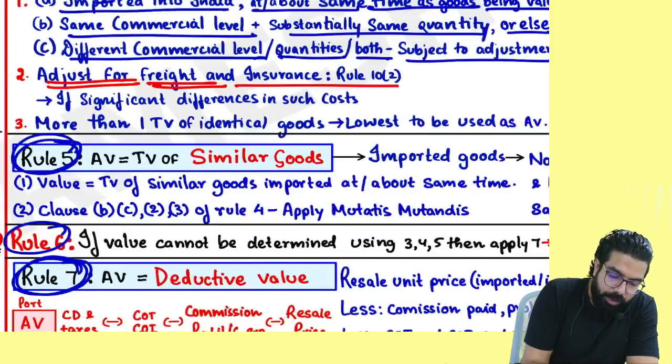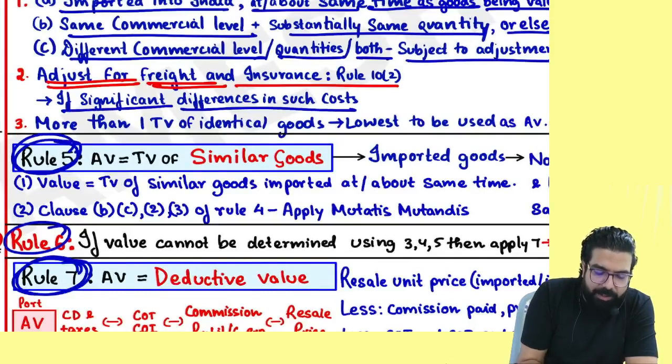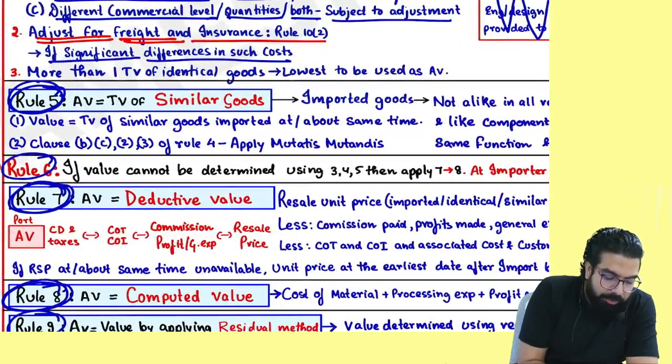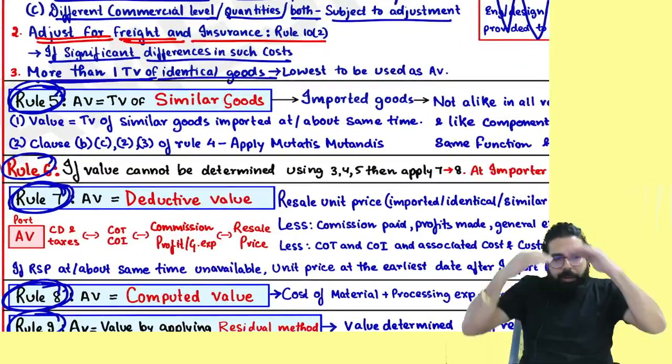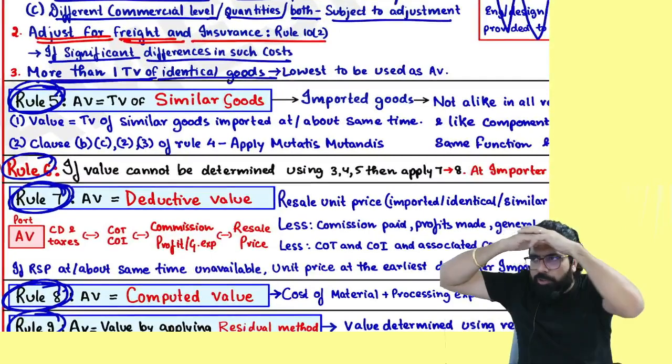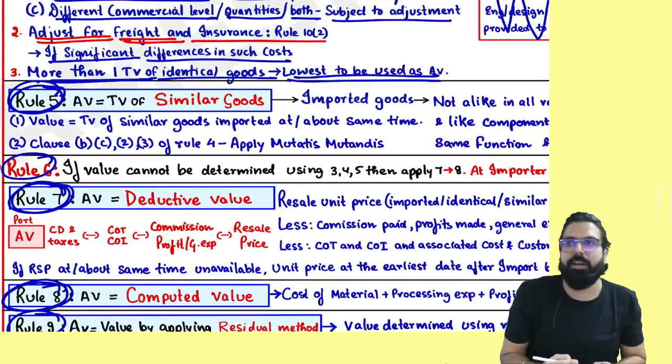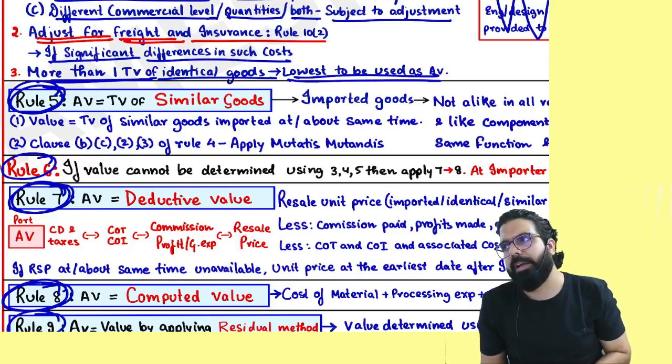Next. The next one, if a significant difference is there. If it is not significant, they will ignore it. More than one identical goods. The officer was searching. The officer was searching. He found more than one identical goods. He will take the lowest as the value. The lowest value will be taken.